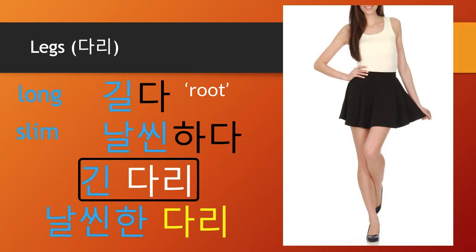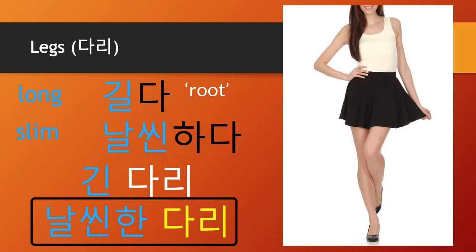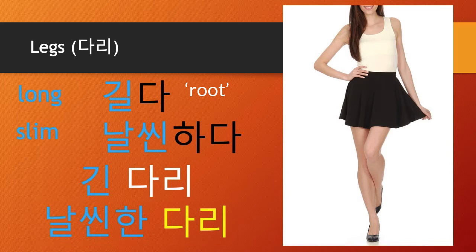But there's a better way of saying slim or sleek, especially for legs or waist: 날씬하다, which means slim or sleek with a beautiful shape. Slim legs would be 날씬한 다리. As a describing adjective for root 날씬하다, we use 니은 here, so 날씬한 다리.